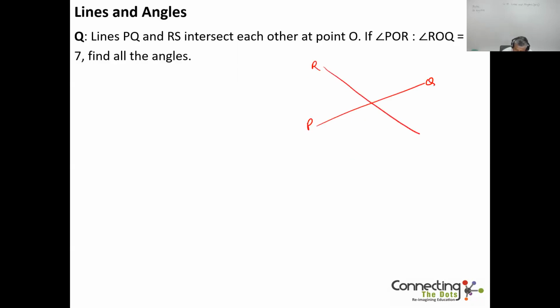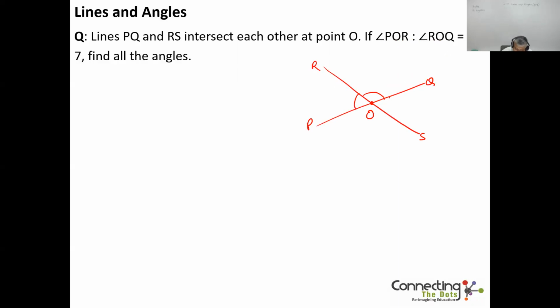PQ and RS intersect at O. If angle POR and angle ROQ are in the ratio 5:7, find all the angles. So we are basically supposed to find all the angles.